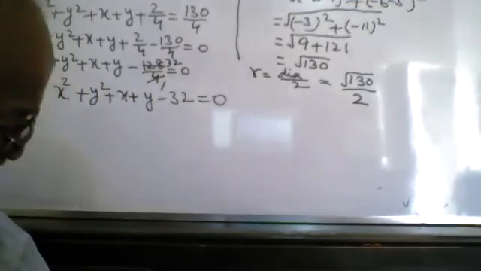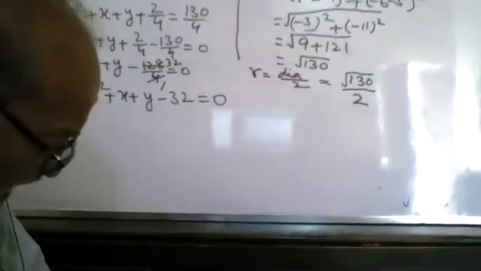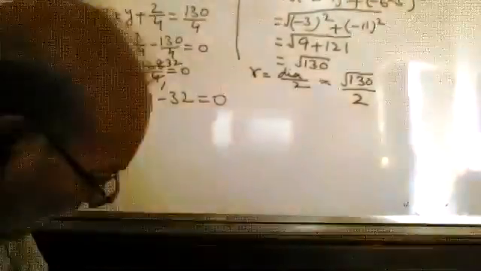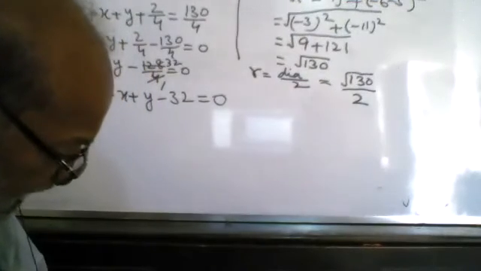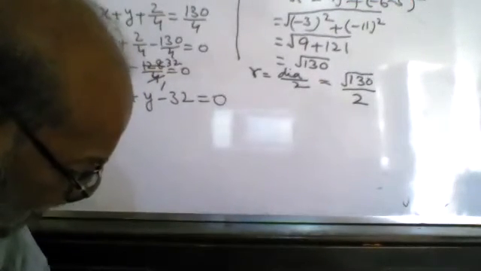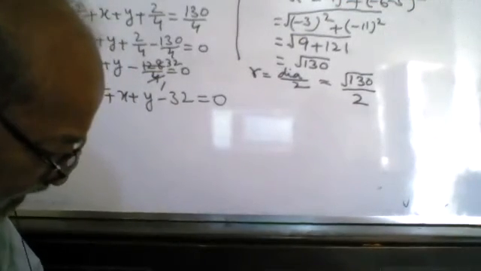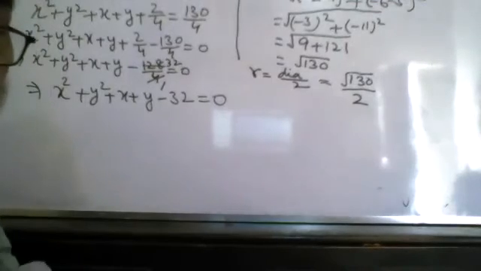Question number 10. Center on the line 2y is equal to 3x. Tangent to the y-axis and radius is 2.